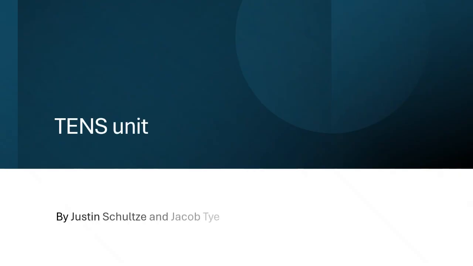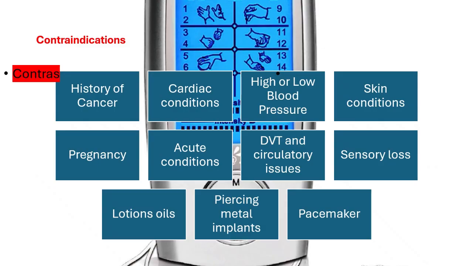Unit. And before we are able to use the TENS unit on somebody, you first want to find if they have any contraindications. Contraindications include history of cancer, cardiac conditions, high or low blood pressure, skin conditions, pregnancy, acute conditions, DVT or circulatory issues, sensory loss, lotions or oils, piercings or metal implants, as well as a pacemaker.